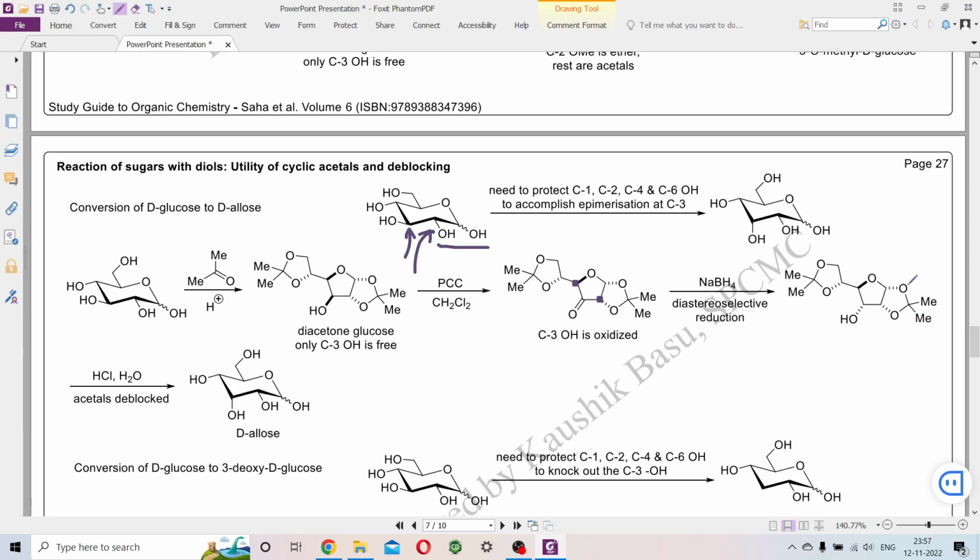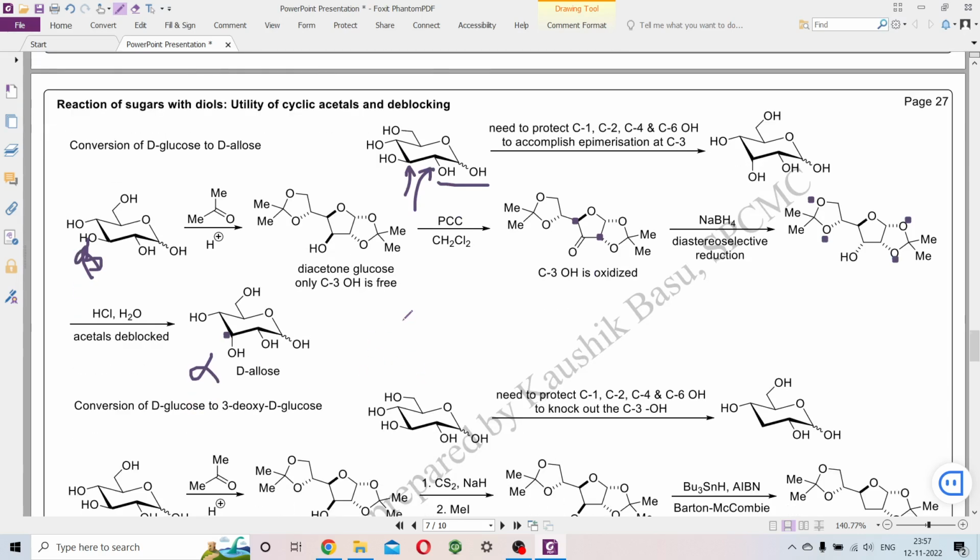Deblocking will generate OH, OH, OH, OH. That's a hemiacetal. The ring will open up, again closes to form the familiar 6-membered ring where the C3OH, from beta, has now become alpha. So we get a D-allose. So C3 epimerization is achieved.